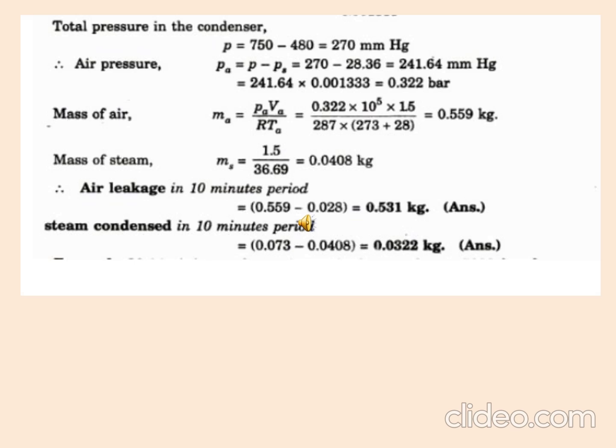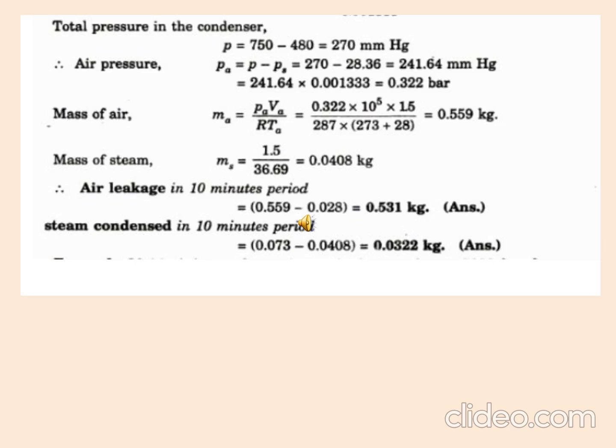Now after the 10 minute observation time, what changes do we have to find out? Ts is given as 28 degrees centigrade, and for that we find Ps from the steam table: 0.0378 bar. If we convert it into mmHg, 0.0378 divided by 0.001333 will be 28.36 mm of Hg, and the Vg value is given as 36.69 meter cube per kg.